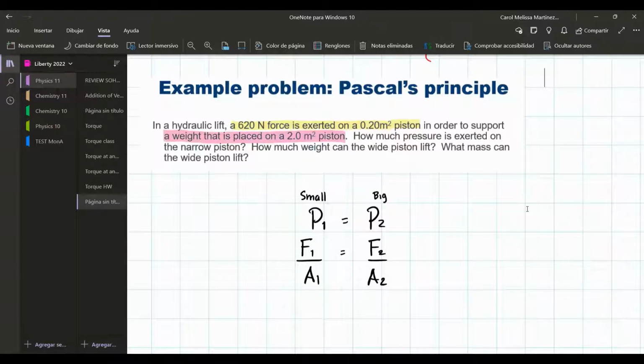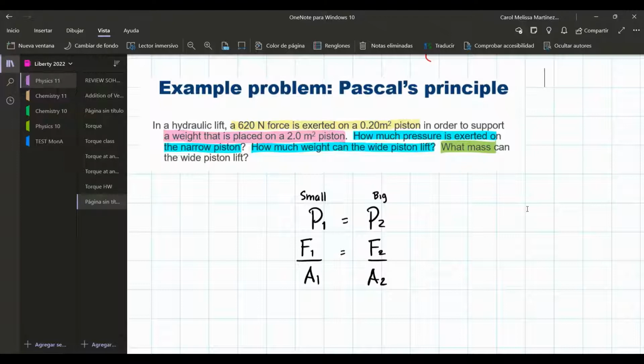They're asking me to find how much pressure is exerted on the narrow piston, and then how much weight the wide piston can lift. So they're asking me to do many things, and in the last part they're asking me what mass. If you know the weight, you can actually isolate for the mass easily with a formula.